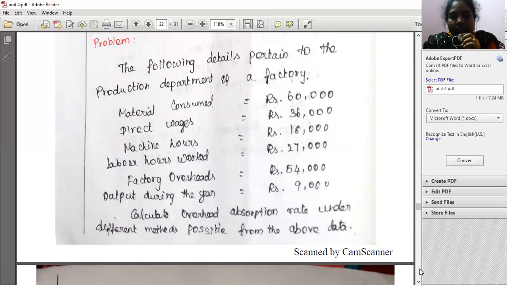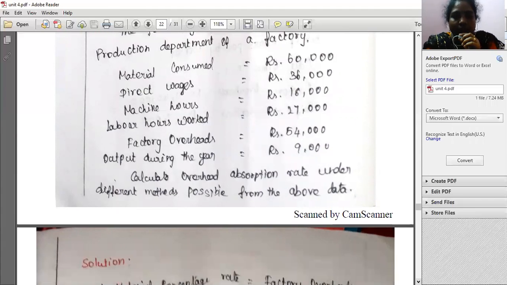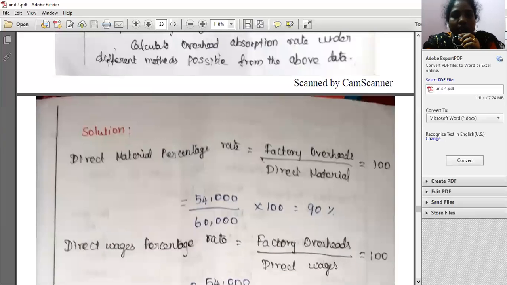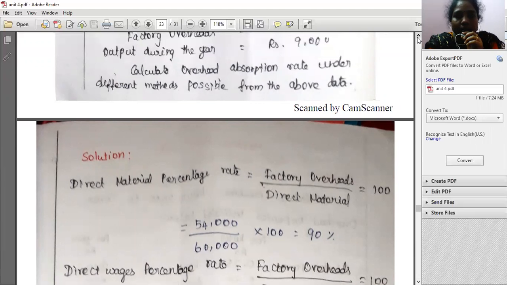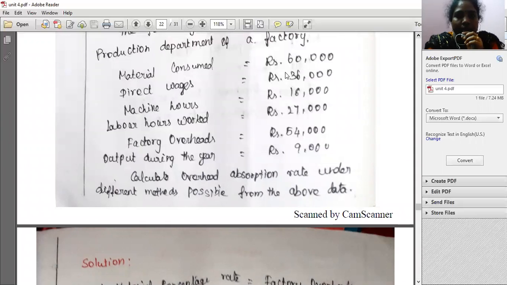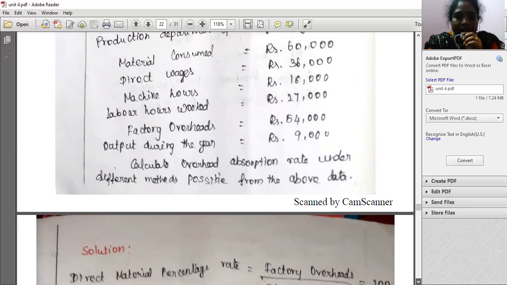What we find out is the overhead rate. What information is given in this? What are the solutions? First, we have to find the direct material percentage rate. What information is already given in this problem? First we take the material consumed, and then direct wages, machine hours and labor hours worked. All the information is to be calculated.